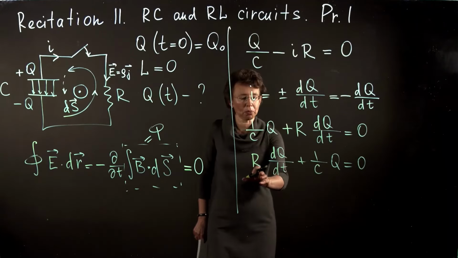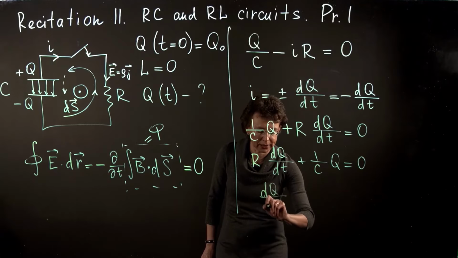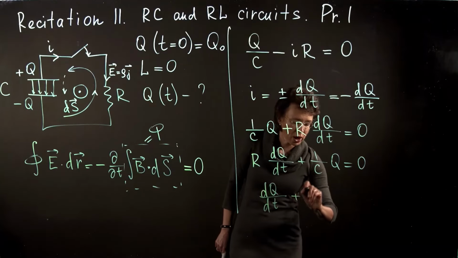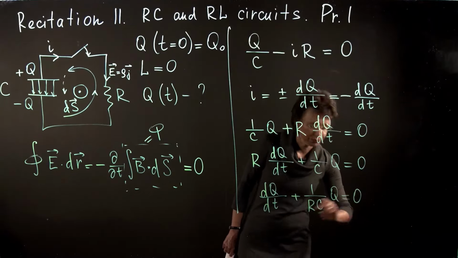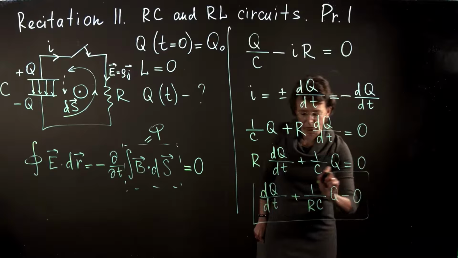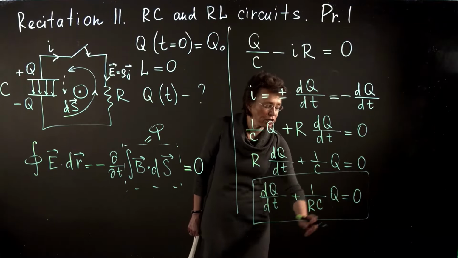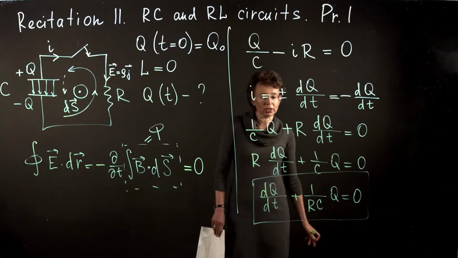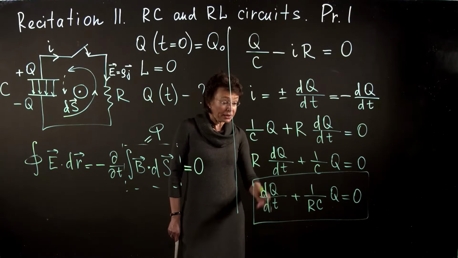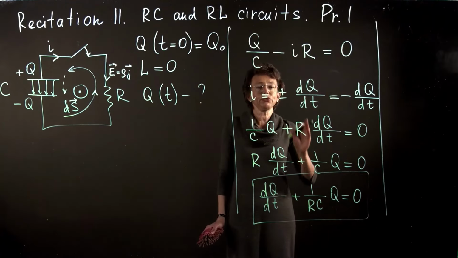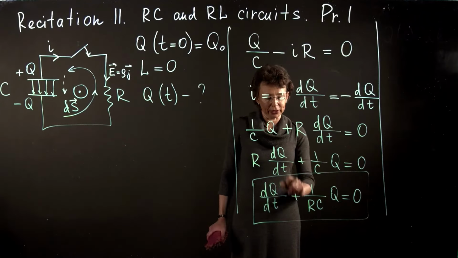I can even divide both sides of this equation by R. Then I will have dq dt plus 1 over RC Q, and this is equal to 0. Look at this equation. This is a first order, linear, homogeneous differential equation that describes Q, the charge on the plate of the capacitor, as a function of time. Now we need to solve this equation. If you already know how to solve this equation, you use the method that you like most.